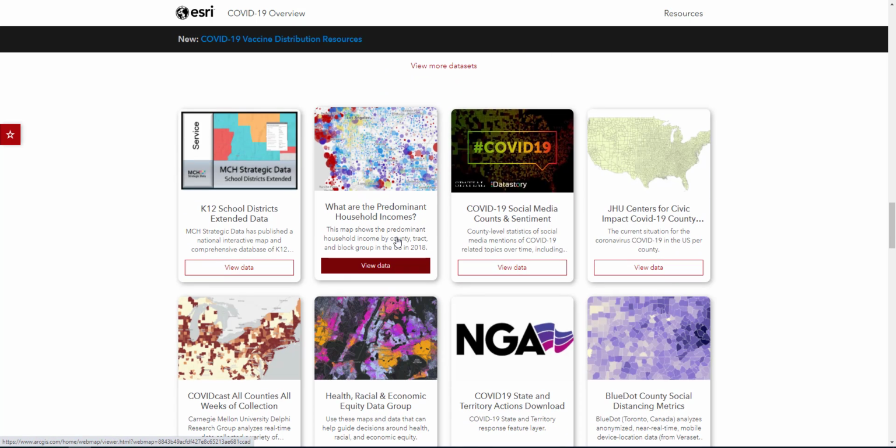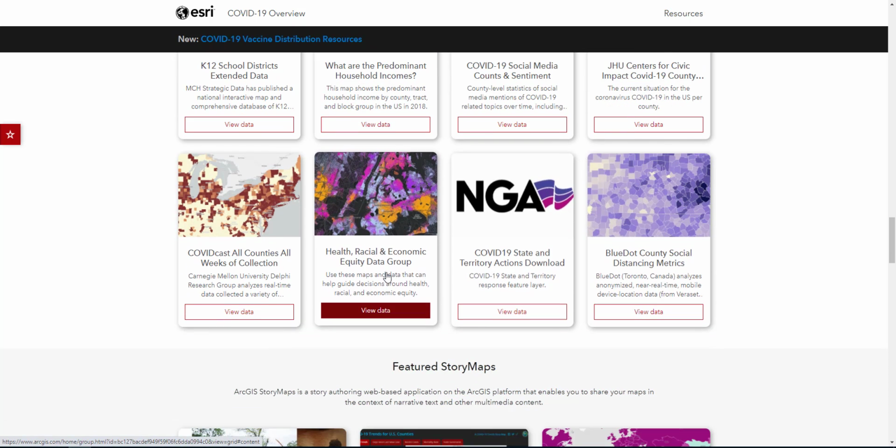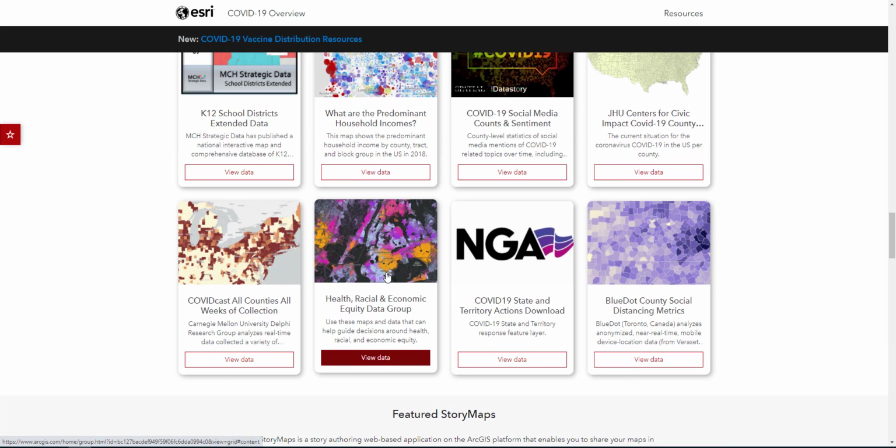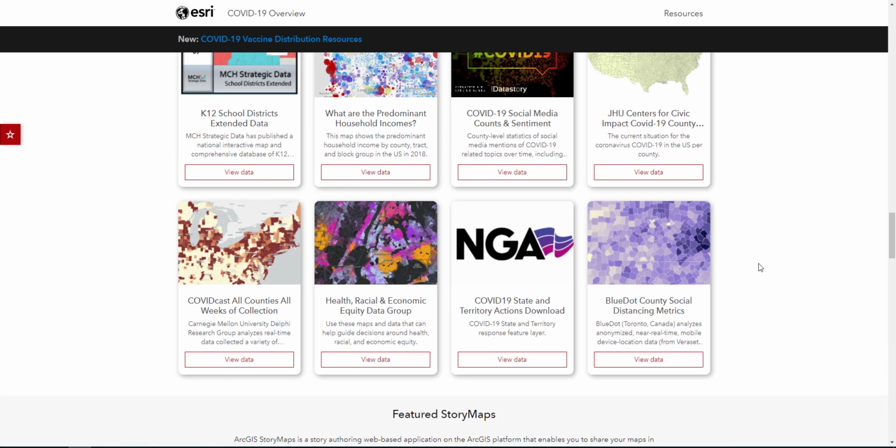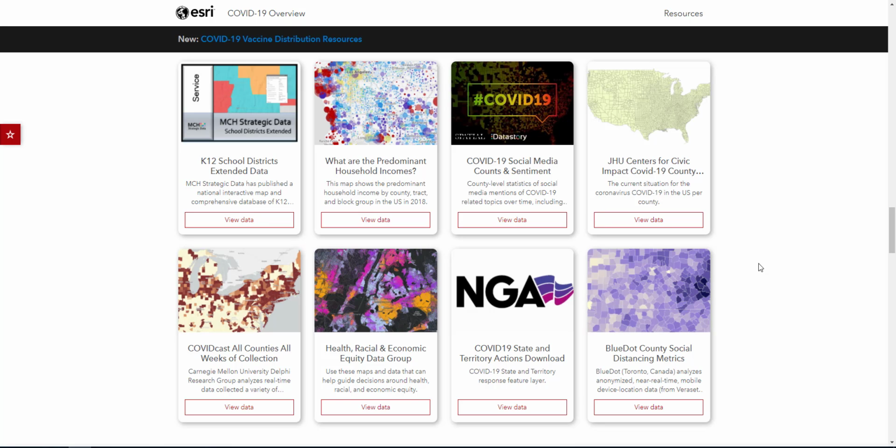We can look at what the predominant household incomes are, right? And how does an area with a higher predominant household income, where someone has more money and more financial stability, compare to an area where they're less financially stable? And what does that look like when we overlay the COVID data on top of that? We can look at the different racial and economic equity groups to understand where these disparities are and where people need more help. Are they likely to go and seek help? Are they likely to go get tested? All of these questions really start to surface.